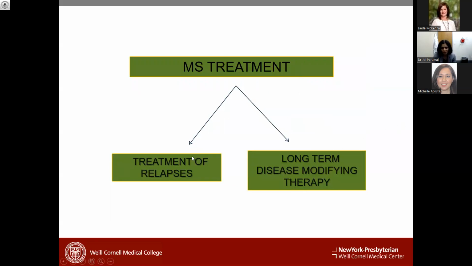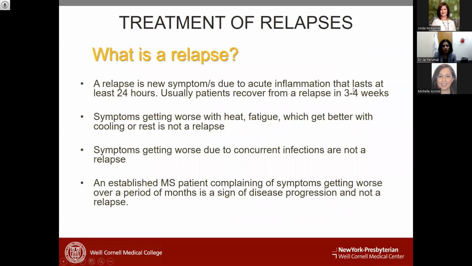So you can divide that into what do you do in the acute phase and then what is their long-term treatment. So what is a relapse? A relapse is a new symptom which lasts at least 24 hours. And patients usually recover from a relapse over the next 3 to 4 weeks. It's important because there are things that cause a pseudo relapse, which is not a true relapse. So what causes pseudo relapses?